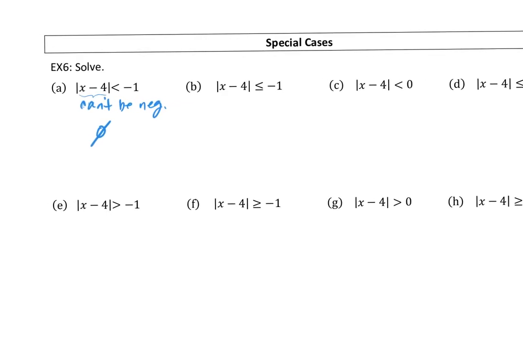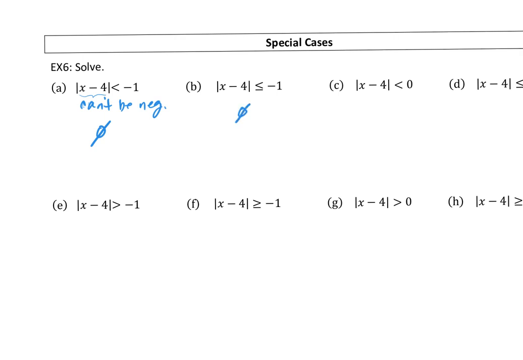In part B, same thing, but now we have less than or equal to negative 1. Well, again, it cannot be less than negative 1. But absolute values can never equal negative 1. They can never equal a negative number, right? They're always 0 or positive. So this is also no solution.